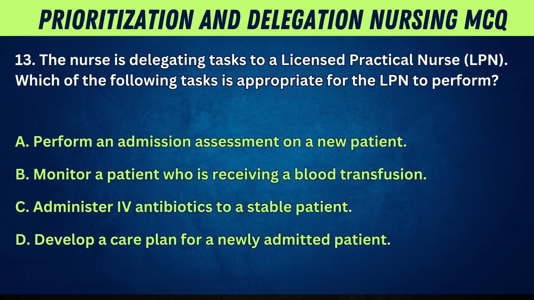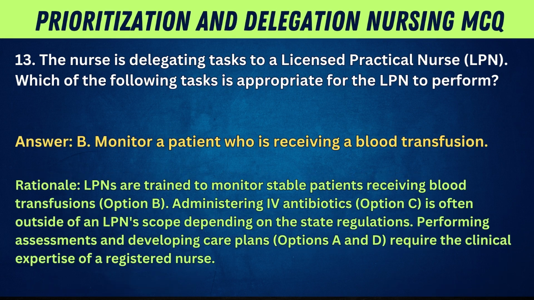13. The nurse is delegating tasks to a licensed practical nurse, LPN. Which of the following tasks is appropriate for the LPN to perform? A. Perform an admission assessment on a new patient. B. Monitor a patient who is receiving a blood transfusion. C. Administer IV antibiotics to a stable patient. D. Develop a care plan for a newly admitted patient. Answer: B. Monitor a patient who is receiving a blood transfusion.